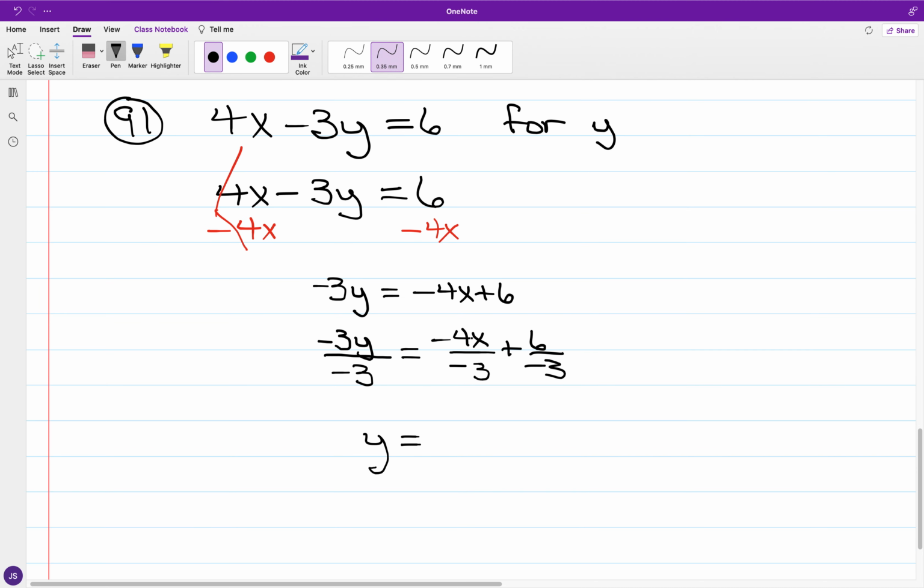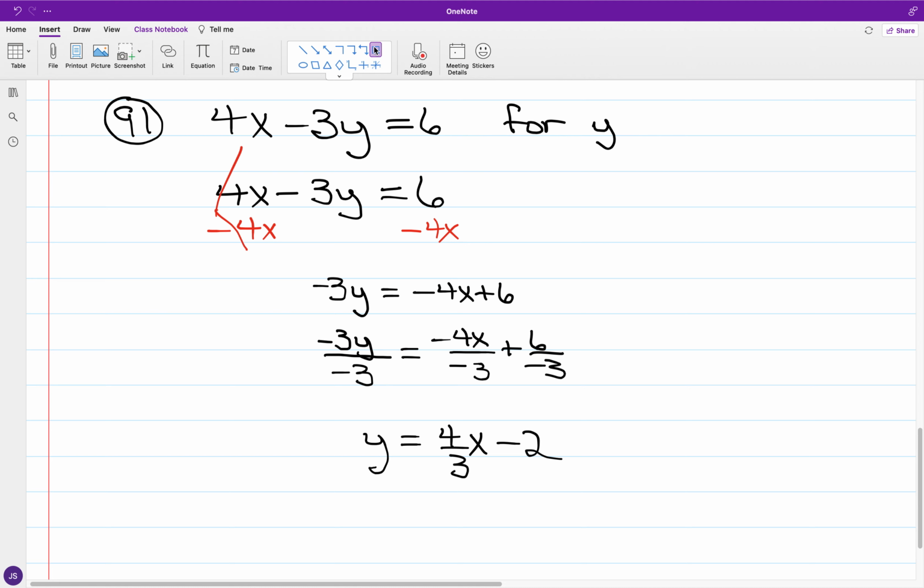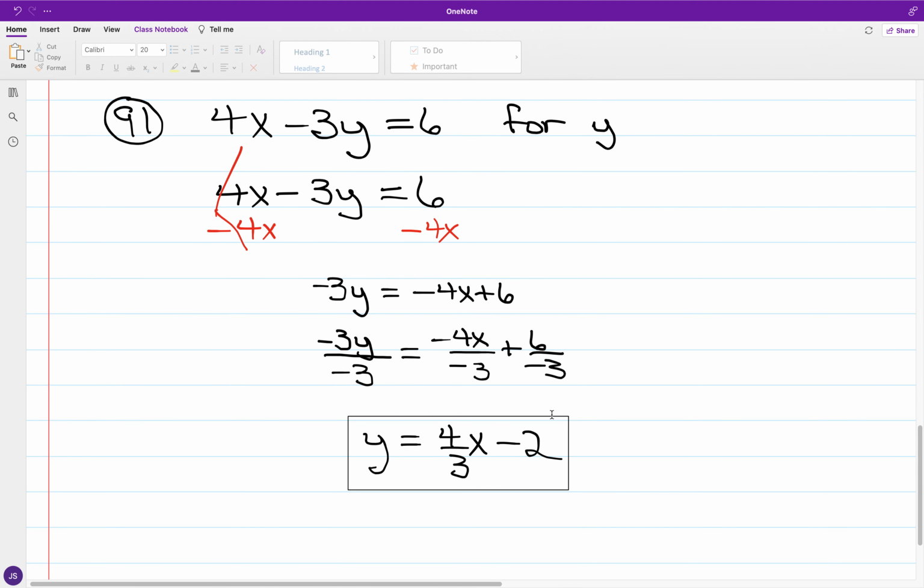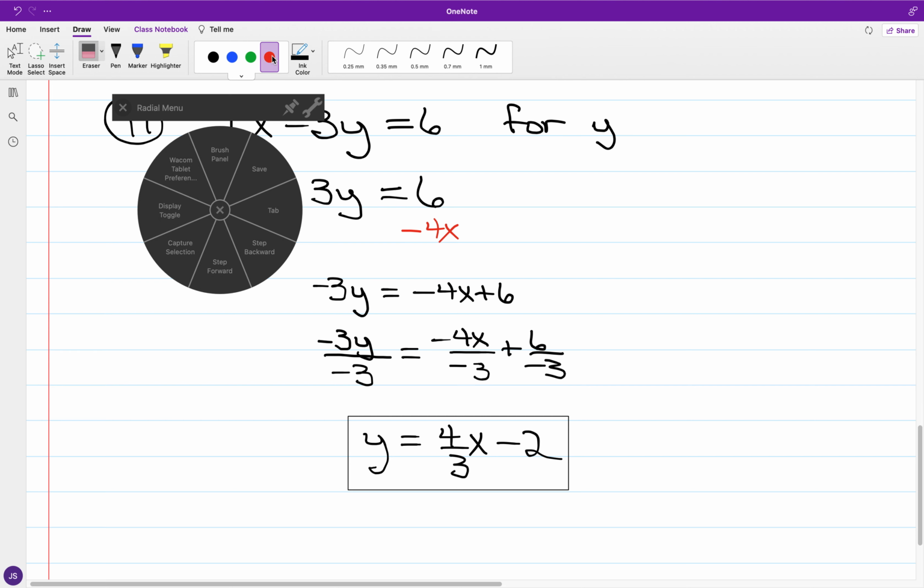And for negative 4x over negative 3, a negative over a negative becomes a positive. And 6 over negative 3 becomes negative 2. And this form is what is regarded as the slope-intercept form of a linear equation. So we have y is equal to 4/3 of x minus 2. All right, now also looking at solving an equation for a specified variable.